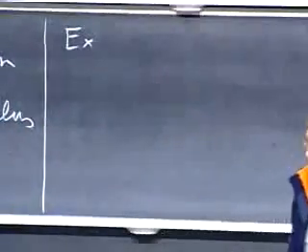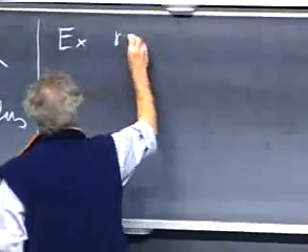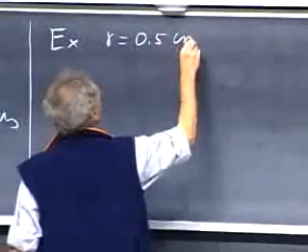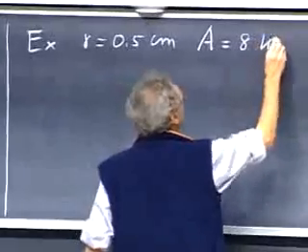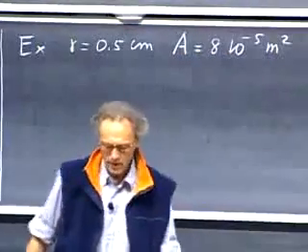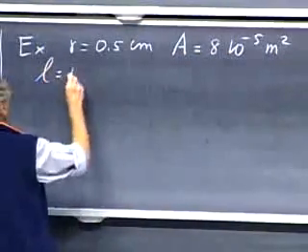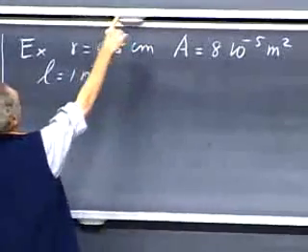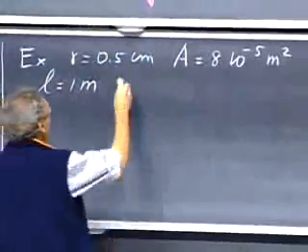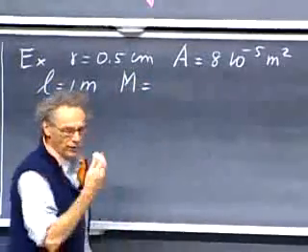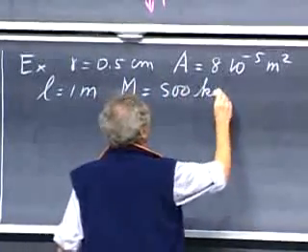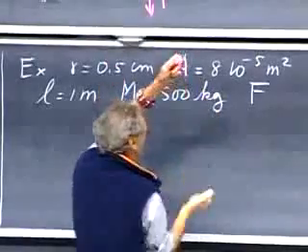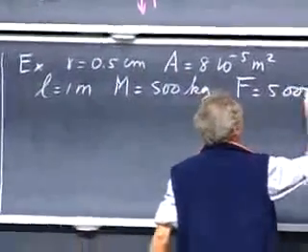I can take a rod with a radius r, which is 0.5 centimeters. That would give me a cross-sectional area of 8 times 10 to the minus 5 square meters. So it's yay thick, the rod. I make it very simple. I make the length 1 meter. And I hang on the rod at the bottom a mass m, which let's say is 500 kilograms. Yes, I want 500 kilograms. In other words, the force which I pull on the rod is about 5,000 newtons.